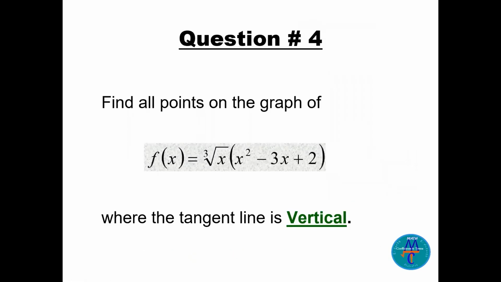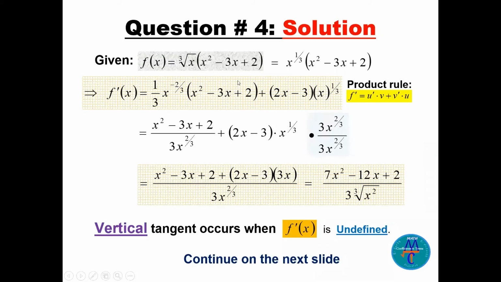Find all the points on the graph of this not easy graph, cube root of x times x squared minus 3x plus 2, where the tangent line is vertical. Now for the solution of question number 4, we can write the function as x to the power 1/3 times x squared minus 3x plus 2. We have to use the product rule, u prime v plus v prime u.